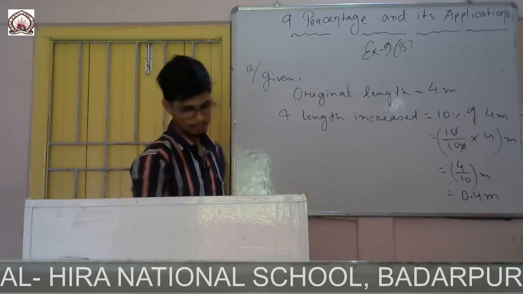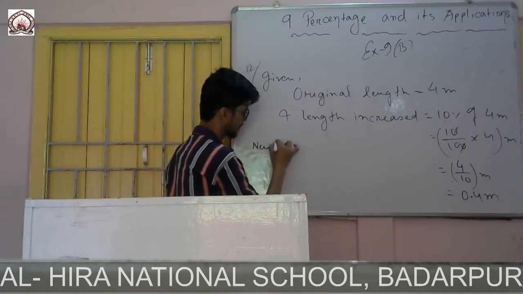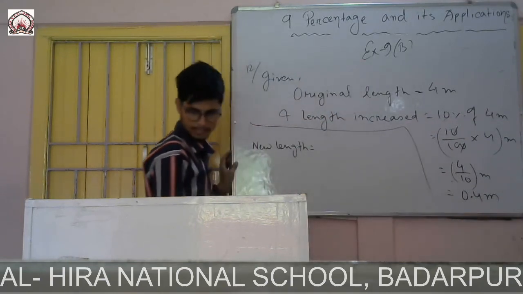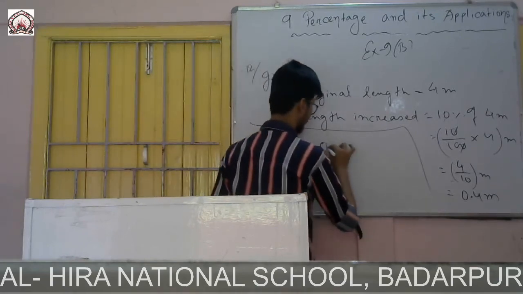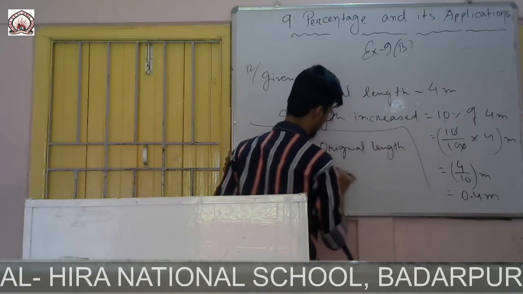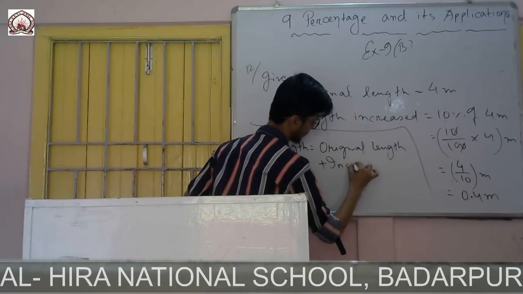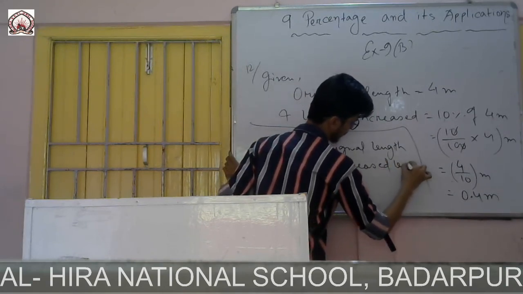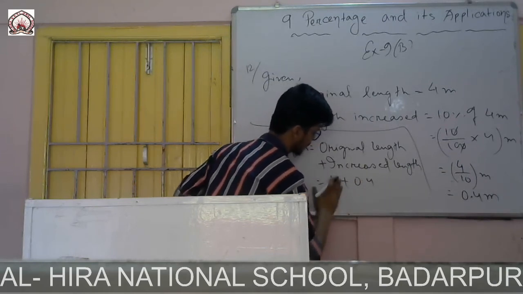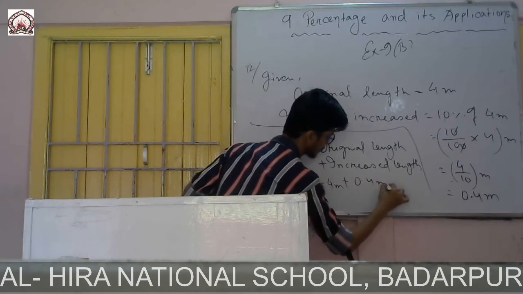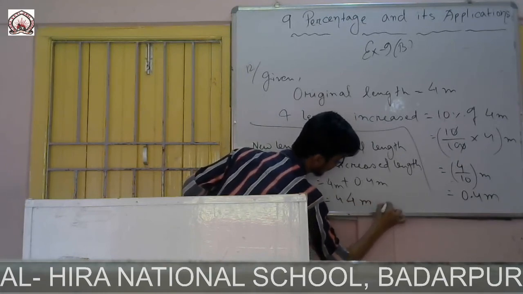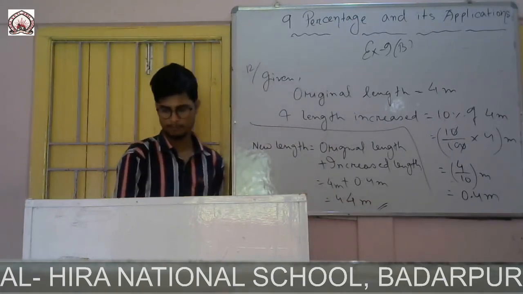Now you have to find the new length. Therefore new length will be equal to original length plus increased length. Original length is 4 meter, increased is also 0.4 meter. That means 4.4 meter. The answer is 4.4 meter.